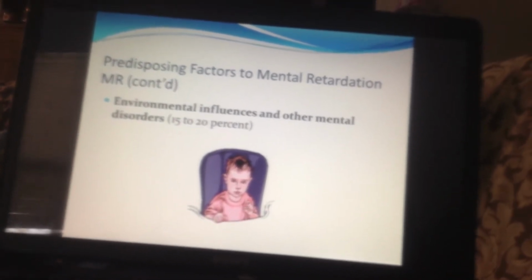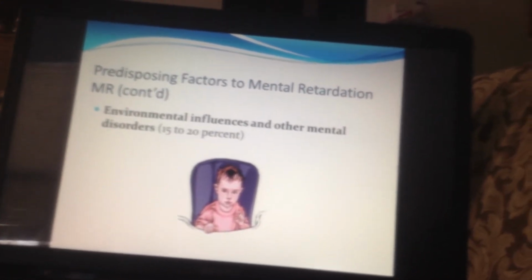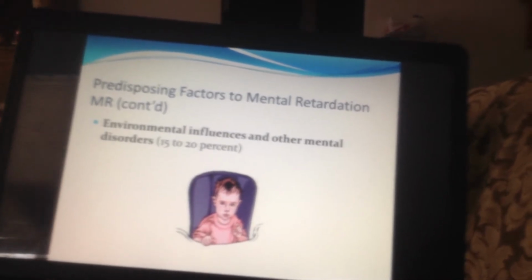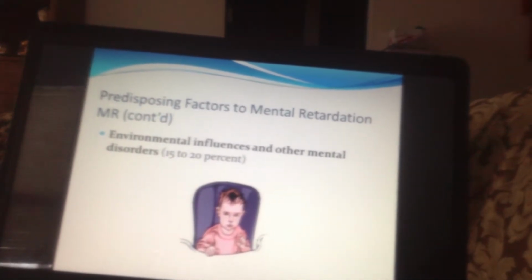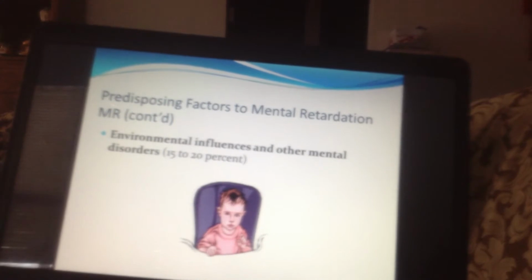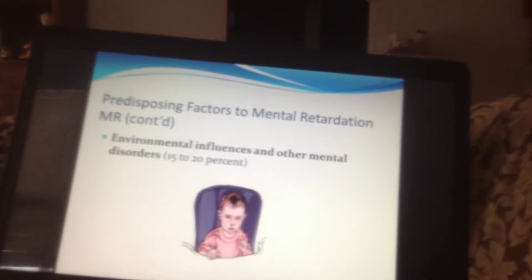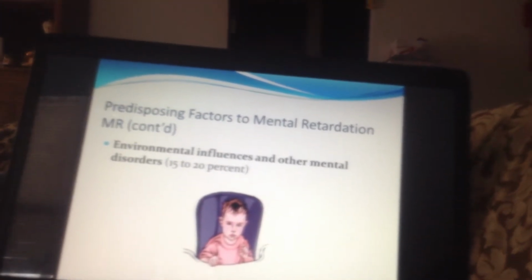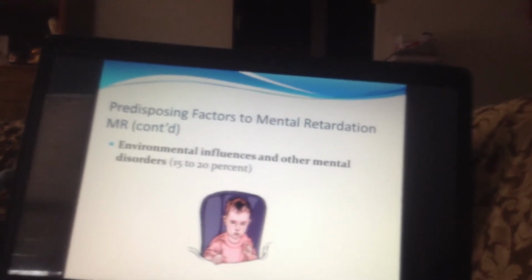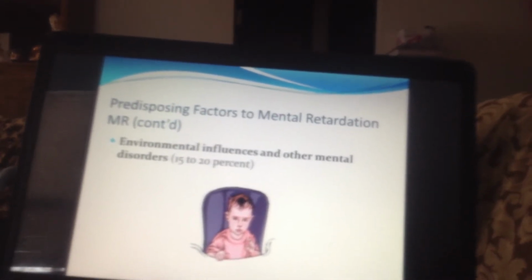Environment, again, nurturing has a lot to do with how the child grows up, and so deprivation of nurturance or social stimulation could predispose them to mental retardation. So you want to look into the environmental effects as well.